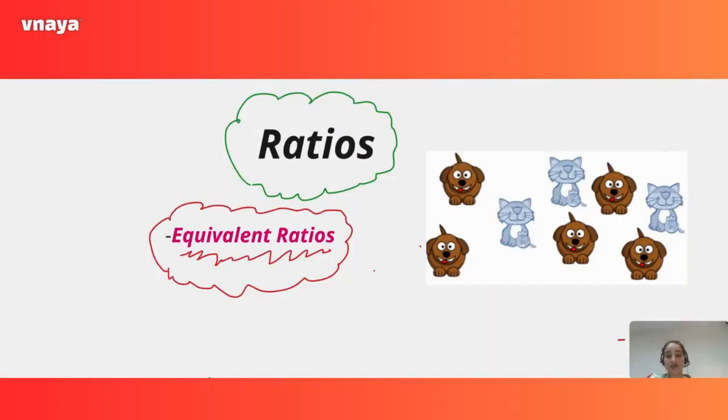Hello, welcome back, kids. So, today we will be understanding the concept of equivalent ratios. So, what is an equivalent ratio and how do we get the equivalent ratio? So, first of all, let's try this example. So, what is the ratio of cats to the dogs?